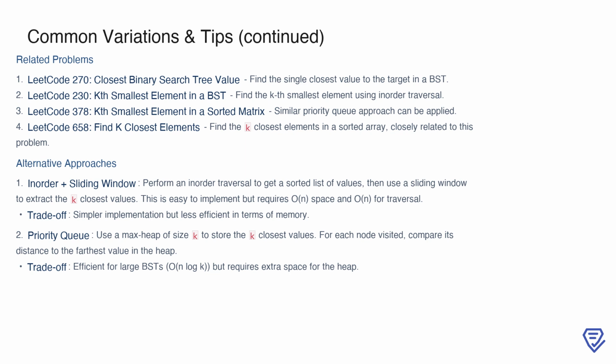Another method uses a priority queue, specifically a max heap of size k, to store the k closest values. For each node visited, you compare its distance to the farthest value in the heap. This approach is efficient for large BSTs, with a time complexity of O(n log k), but it does require additional space for the heap.